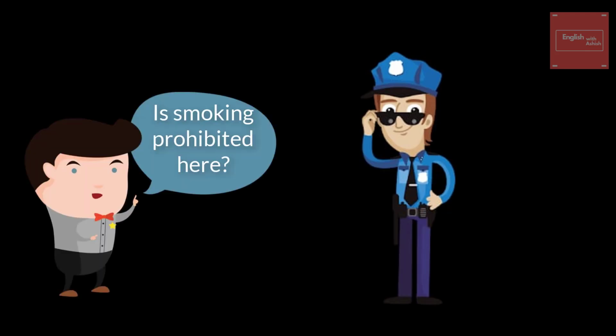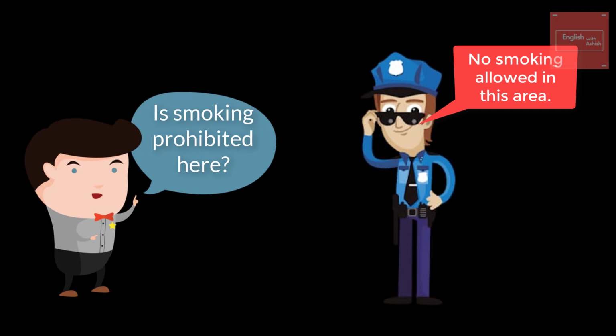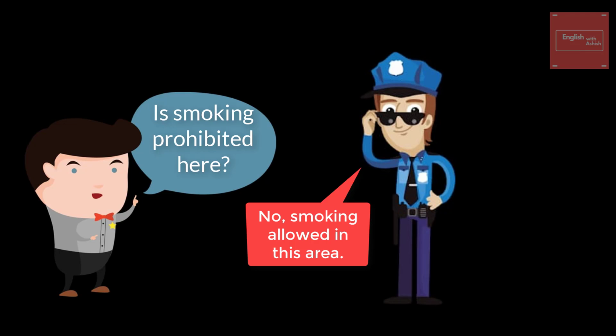How about this? You're a smoker and you go to a new area and you don't know whether you can smoke or not. So you go to an authority person and you ask the guy, is smoking prohibited here? And if the person goes, no smoking allowed in this area, what do you do? You keep your cigarettes inside your pocket and you don't smoke. But what if the person goes, no, smoking allowed in this area? Now you happily take your cigarettes out and you smoke, right?